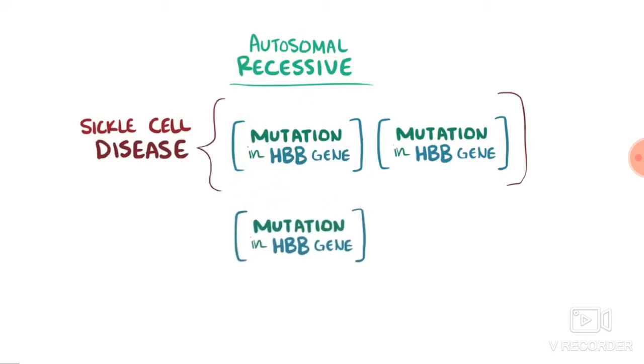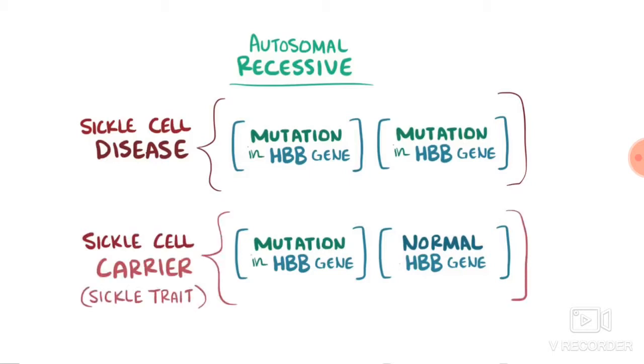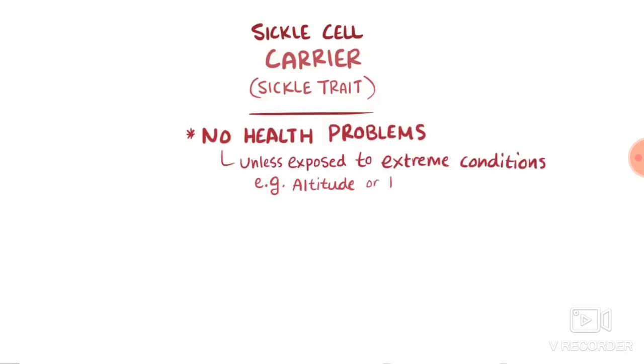If the person has just one copy of the mutation in one normal HBB gene, then they're a sickle cell carrier, also called sickle trait. Having sickle trait doesn't cause health problems unless the person's exposed to extreme conditions like high altitude or dehydration, where some sickle cell disease-like symptoms can crop up.